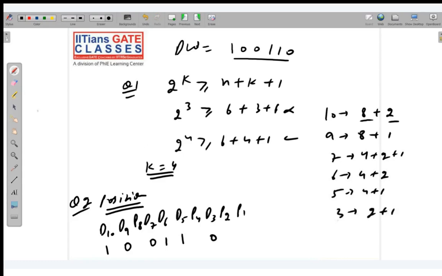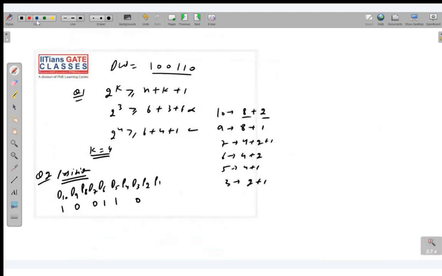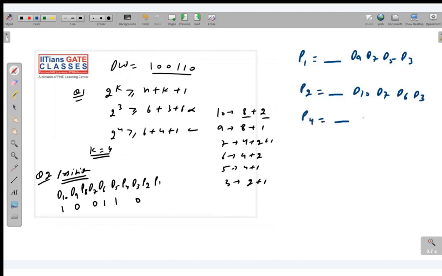Okay, so now what we will do, what we will say: P1 will be dash, and then here I will write D9, D7, D5, D3, all odd will be P1. P2, D10, D7, D6, D3. P4, for P4, D7, D6, D5. Okay, so finally, D9, put the value 0. D7 is 0. D5 is 1. D3 is 0. So here I will add 1.